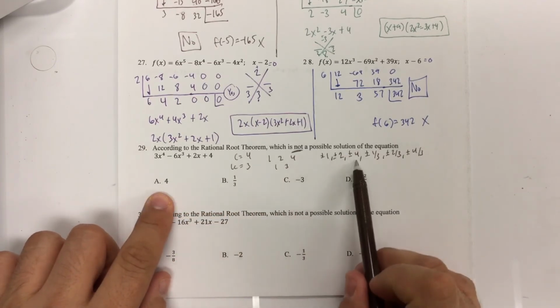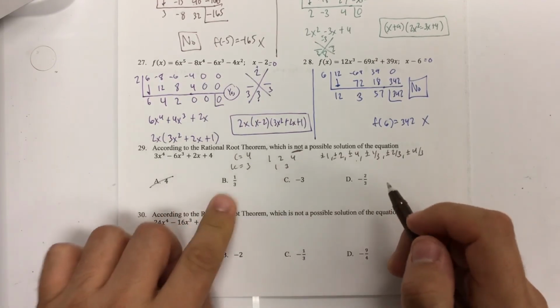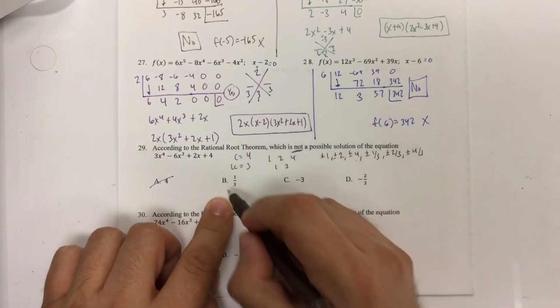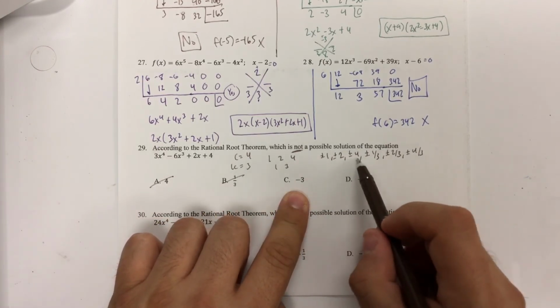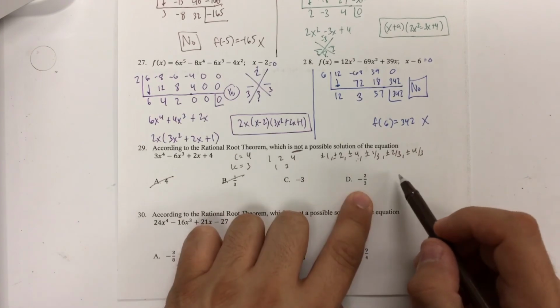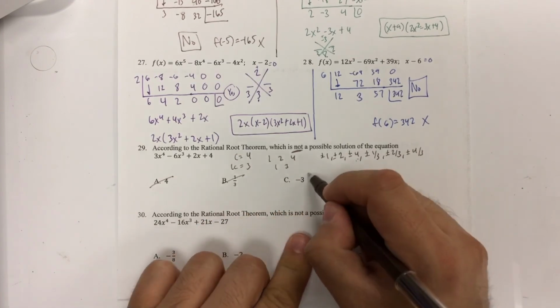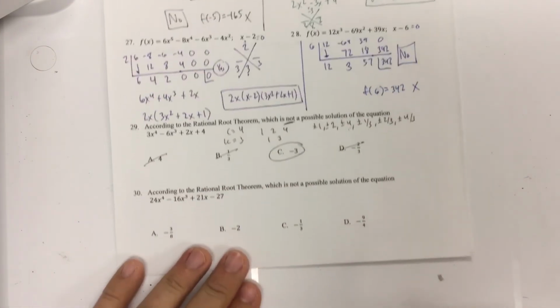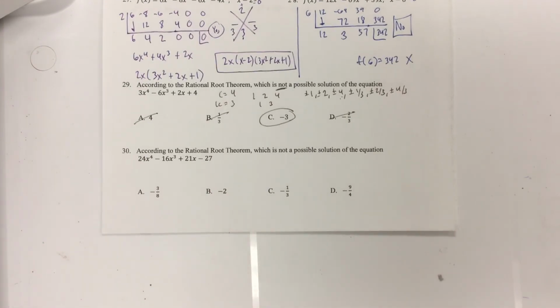So then we take a look. Do we have a 4 here? Yes, we have a 4, so this can be the answer. B is 1/3. There's the 1/3. Negative 3, I don't see a 3 here, so that's a possibility. And then negative 2/3, that's right there. So my answer that's not a possible solution is negative 3. And last, we have number 30 here.